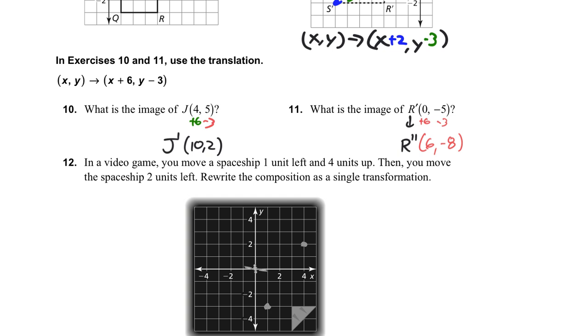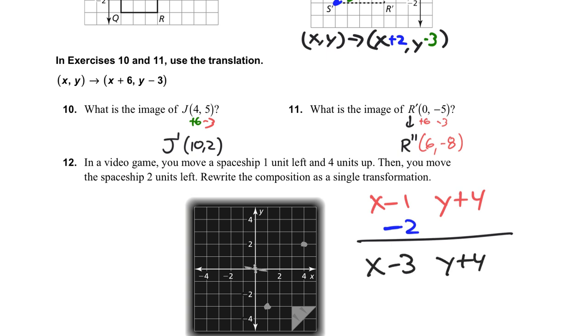And then number 12, it talks about a composition. So think about this. If I went left 1 unit with this spaceship, and then I went up 4 units with my Y, and then it says I move again 2 units left, I'm going to go another 2 units left. So altogether, I went 3 units left and I went 4 units up. And this would be my rule to do one single composition.